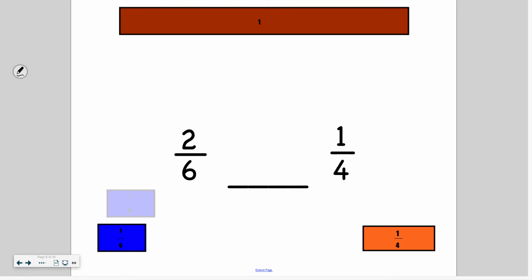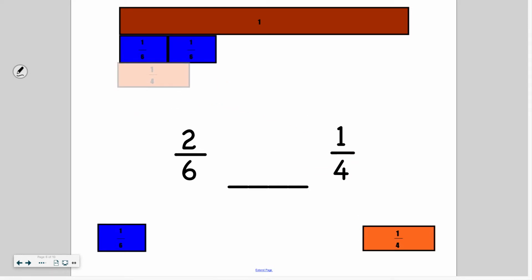So I have 2/6, I'm going to show 2/6, I'm going to line them up evenly. So 1/6, 2/6, and I want to compare it to 1/4. So I see they're both less than a whole, and I see that 2/6 is greater than 1/4. So this 2/6 is greater than 1/4.